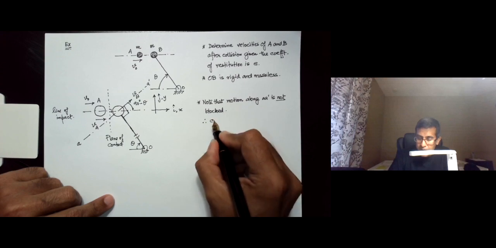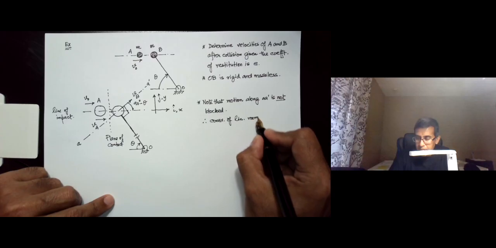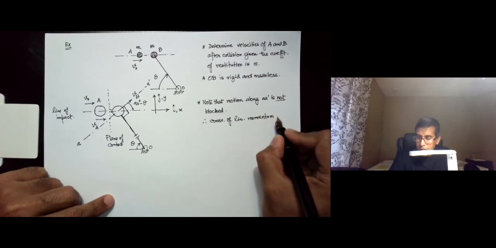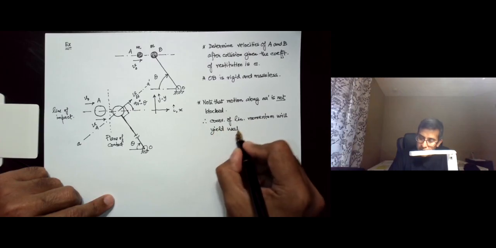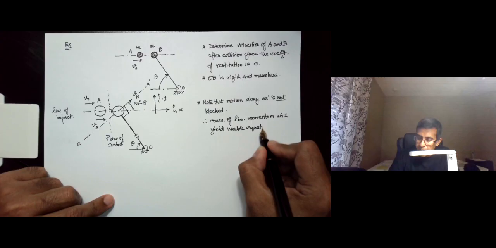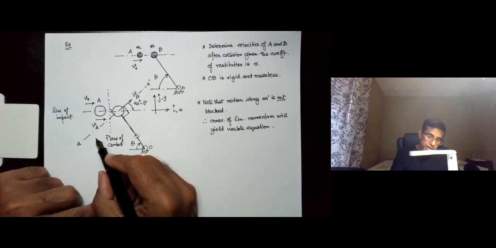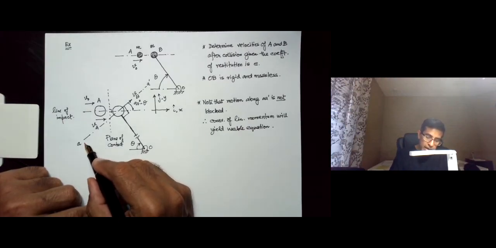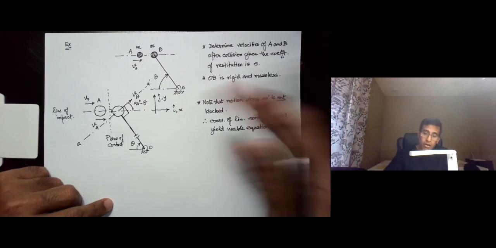Therefore, conservation of linear momentum will yield a usable equation. Okay, so what this means is that we need to set the initial momentum along A prime equal to the final momentum, or the momentum right after the collision, along A prime.